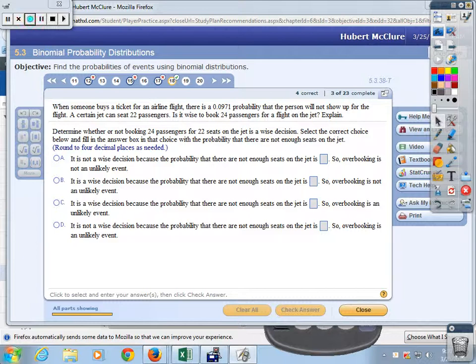All right. So finish the problem. It says determine whether or not booking 24 passengers for 22 seats on a jet is a wise decision. Select the correct choice. Okay, take a minute and work that problem.